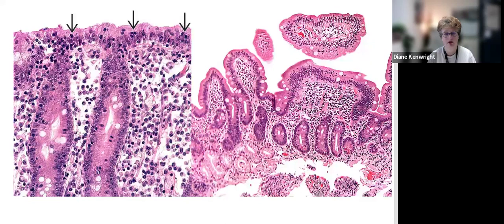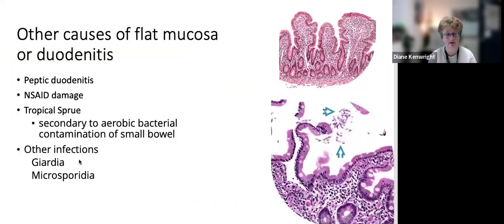So here we go. This is someone with celiac disease. They have very flat mucosa now, with lots and lots of lymphocytes in it. All those nice villi are blunted. Now, it's not the only cause of a blunting of the villi. If you dump acid in there in peptic duodenitis, it will damage villi and cause them to be flat. Non-steroidals, tropical sprue, which happens at the distal small bowel mostly and is due to people acquiring aerobic bacteria that overproliferate, and some other infections.